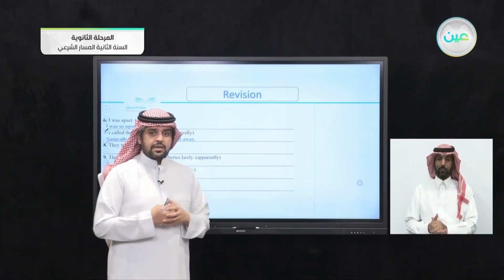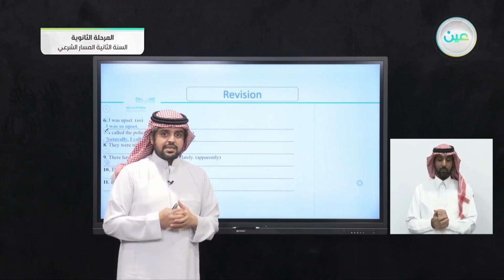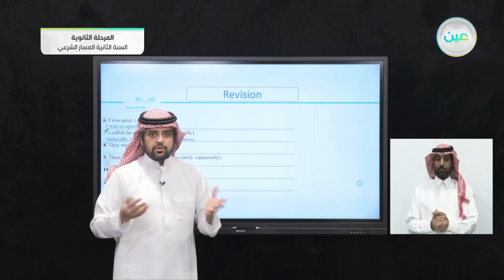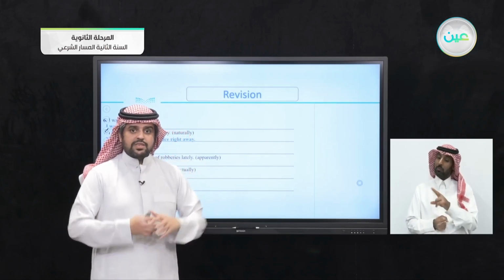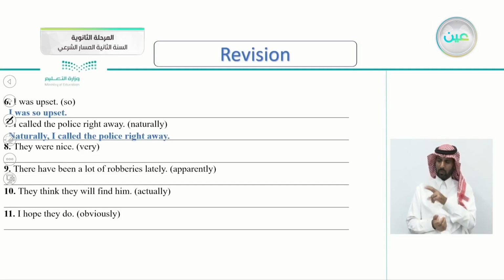When you put the adverb naturally at the beginning, this means that this is something expected to do. You say naturally, anyone would do this. So this is what was expected of me to do. If I see a crime, naturally, I would call the police. Number eight, they were nice, and the adverb: very. Yes, very good. They were very nice.